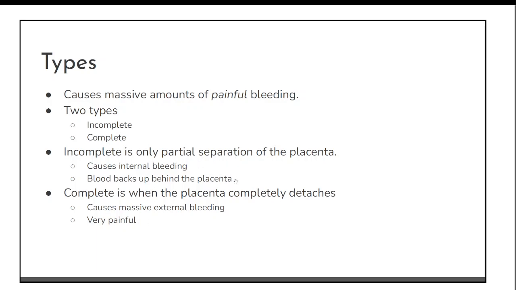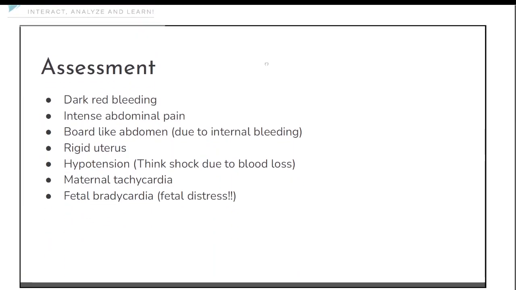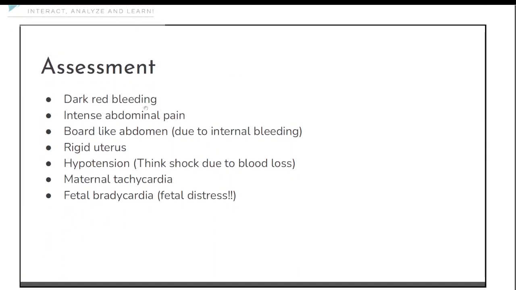Now, incomplete abruption can cause internal hemorrhage. Complete abruption can cause external hemorrhage. So you'll see some different symptom findings, assessment findings, depending on the type of abruption for sure. Now, if that is internal hemorrhage, we've got blood backing up in the abdomen. We're going to have intense abdominal pain, a board-like abdomen, a rigid uterus, and we may see that fundal height, the height of that fundus when we measure, increasing because we're having so much blood flow back up.